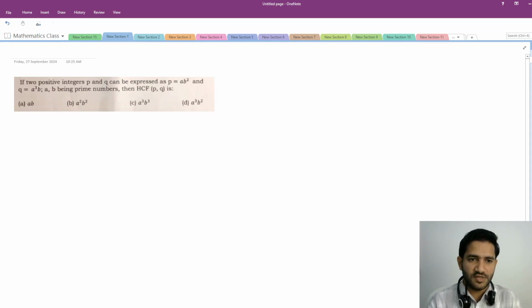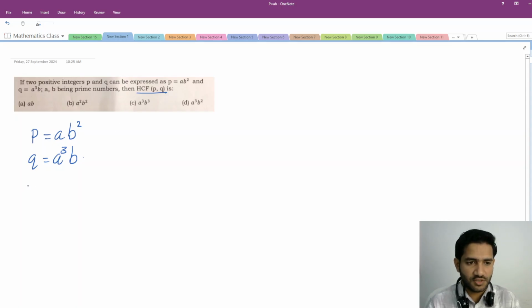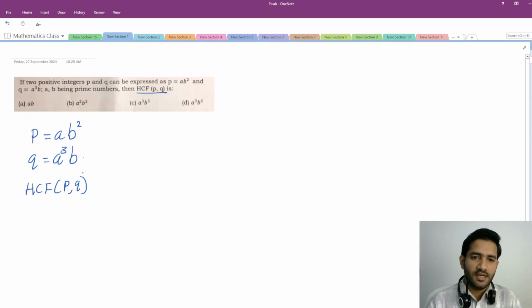If two positive integers p and q can be expressed, so expression is given. P can be expressed as a into b square. Q can be expressed as a cube into b. We need to find the HCF, highest common factor of P and Q. That's the question here. Common factor and should be highest.